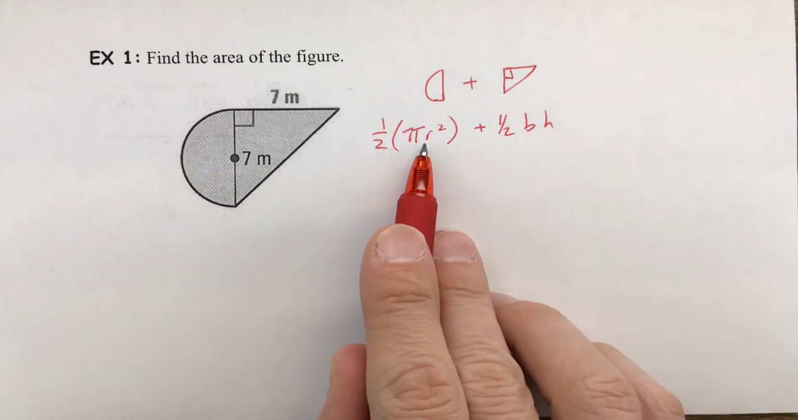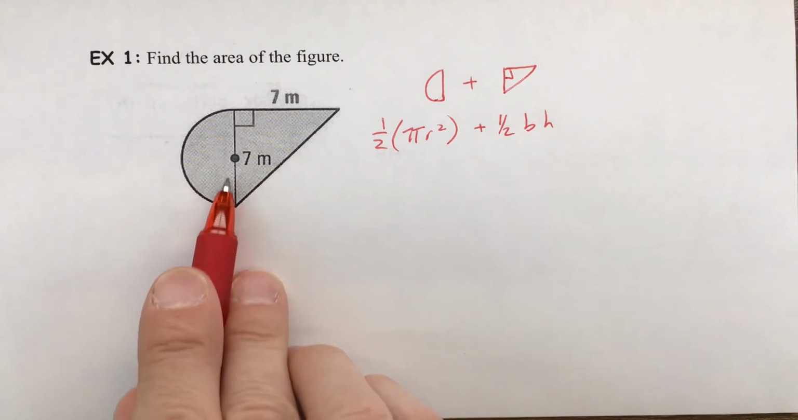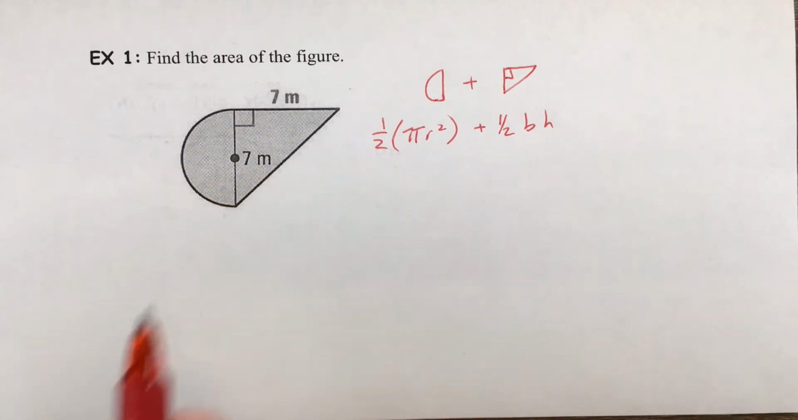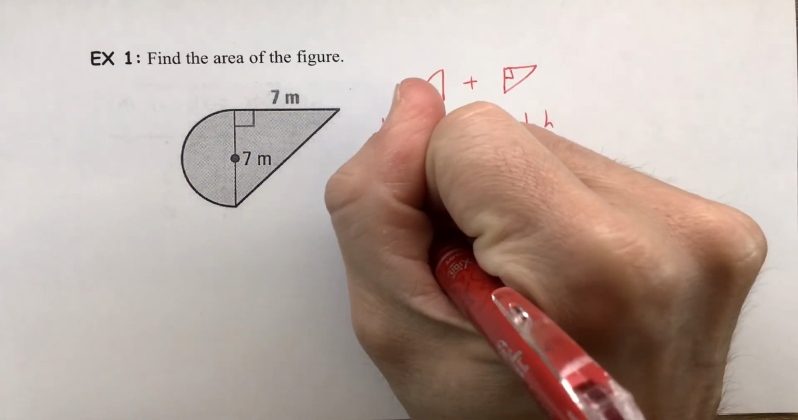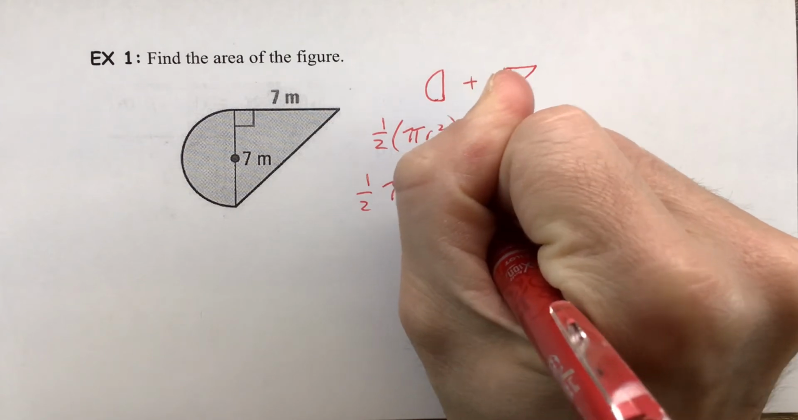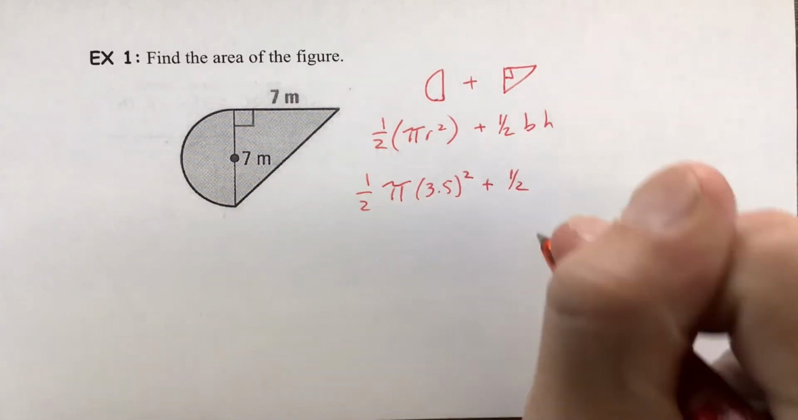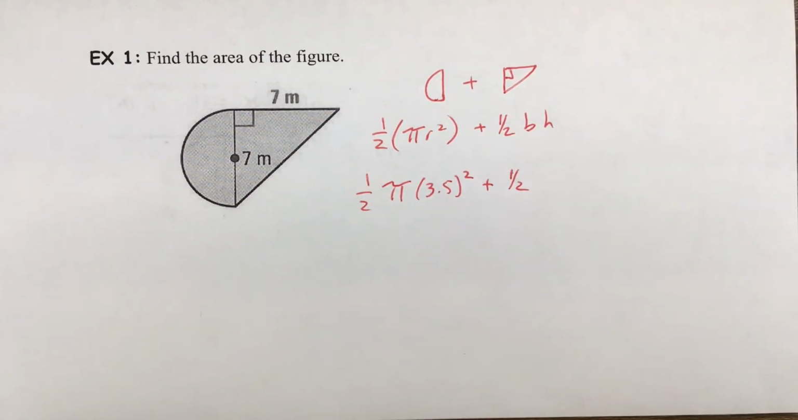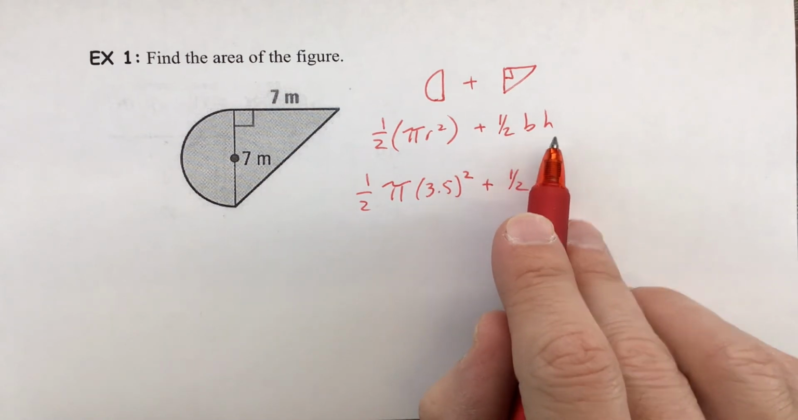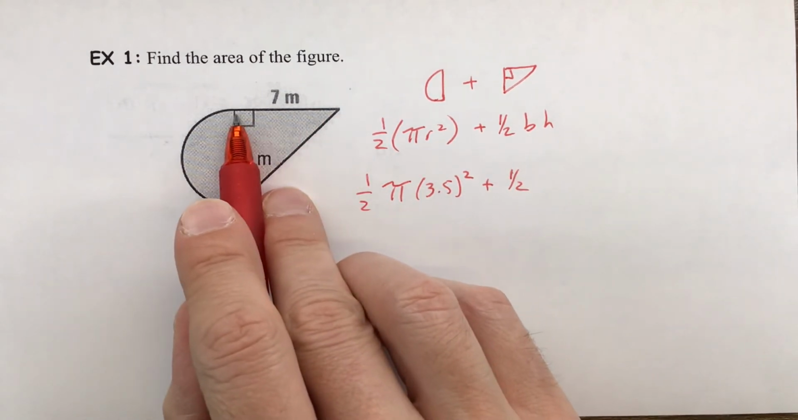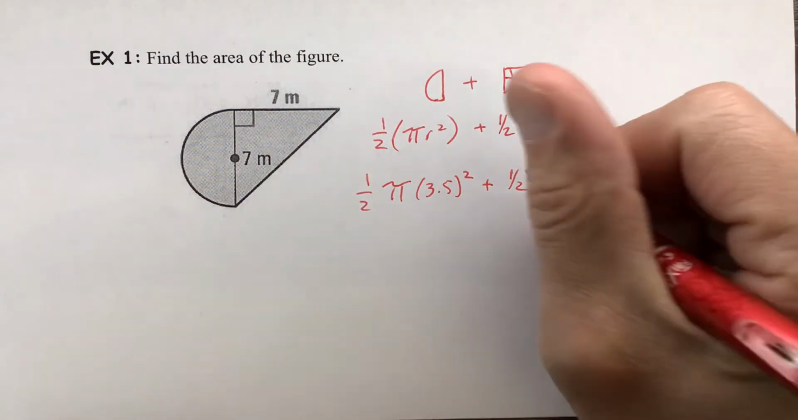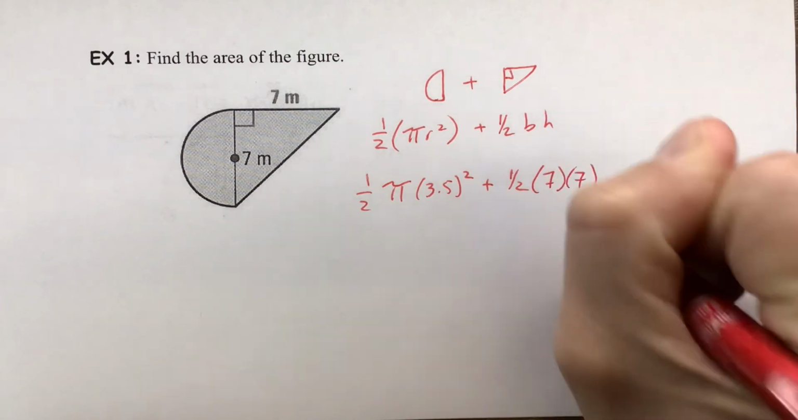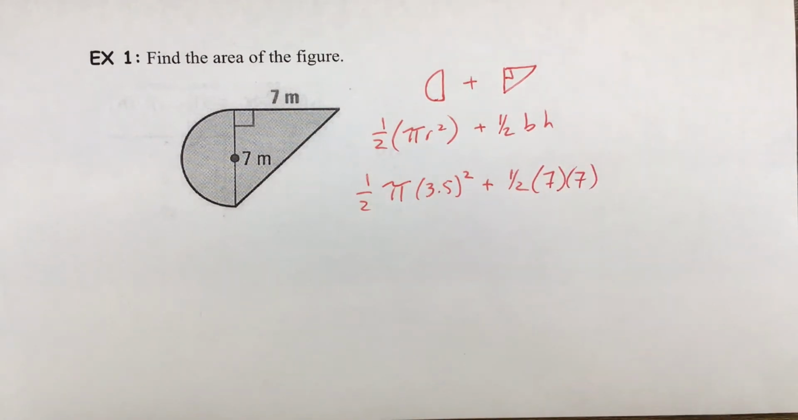The radius is going to be half of this length here, which is shown as a 7. So the radius is going to be 3.5. So we've got 1/2 times pi times 3.5 squared plus 1/2. With respect to the triangle, the base and the height need to meet at a perpendicular, which is going to be here at that spot. So your base could be this 7, then that 7 could be the height. And if we calculate all of that, that is the area of this figure.